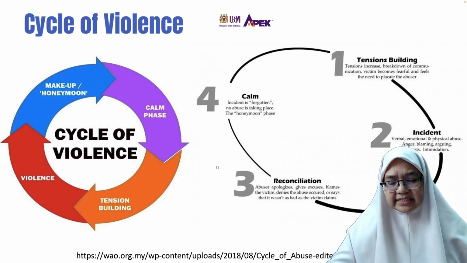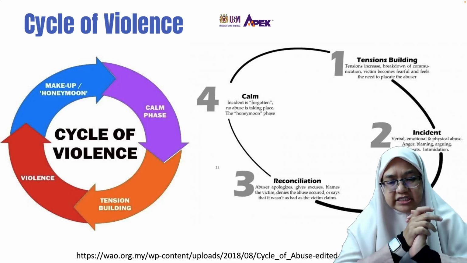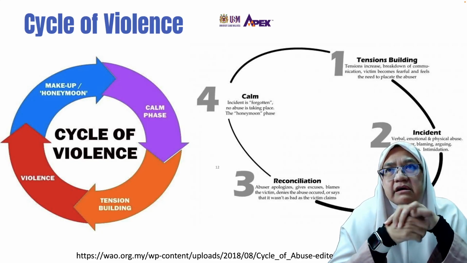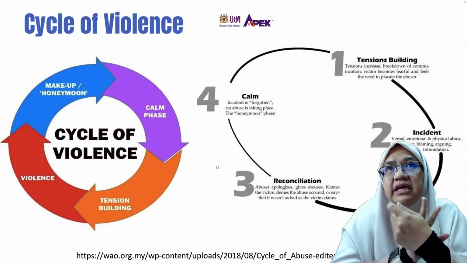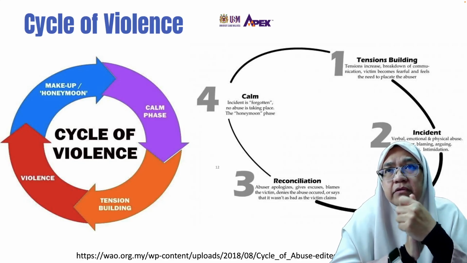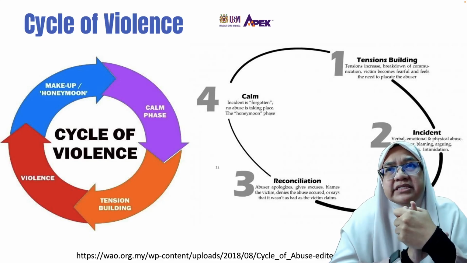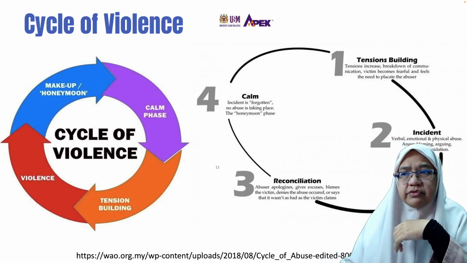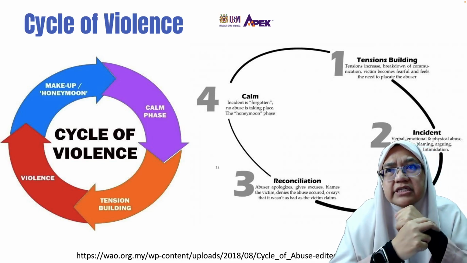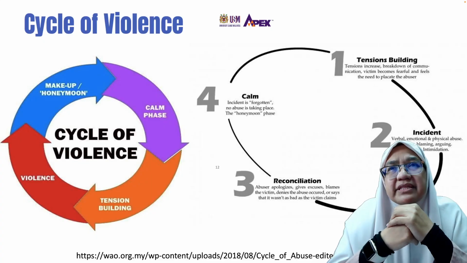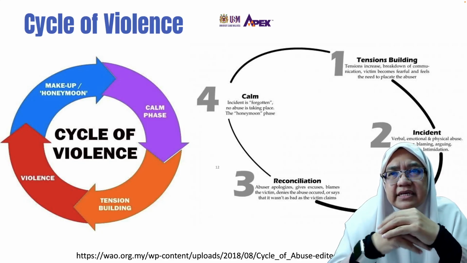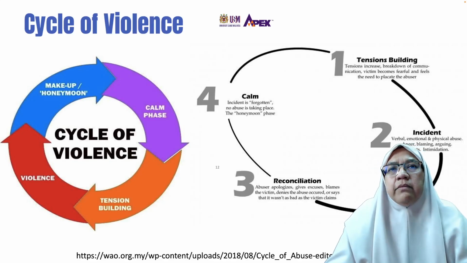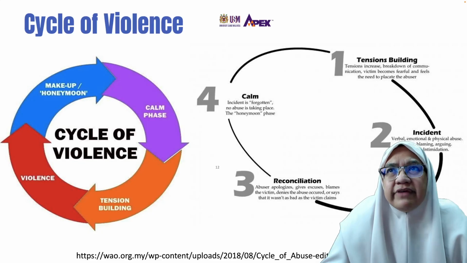Okay, so I've completed the first two topics, about the definitions and about the consequences of violence. That can be the physical consequences, mental consequences, high risk behavior, and also those related to pregnancy and postpartum. I'm going to continue with you, and I'm going to talk about the next one, which is the cycle of violence. Okay, so what is the cycle of violence? This is an explanation of what will happen when violence occurs.